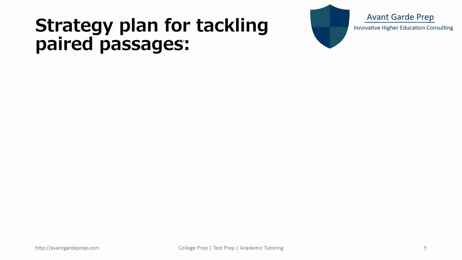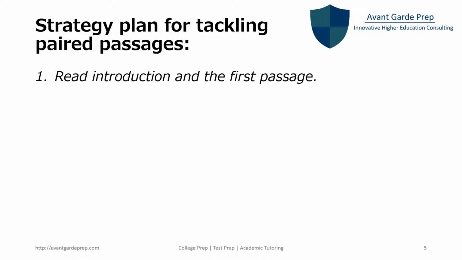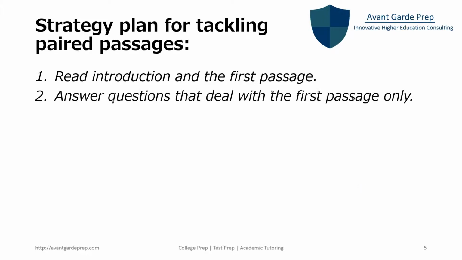Okay, this is what I call the strategy plan for tackling paired passages. This is what you need to do when you get to the paired passage portion of the SAT. You're going to first read the introduction and the first passage. Then you're going to answer questions that deal with the first passage only. So before you even read the second passage, you're going to skim through the questions to see if there are any that deal with just the first passage and answer those. Then you'll read the second passage.